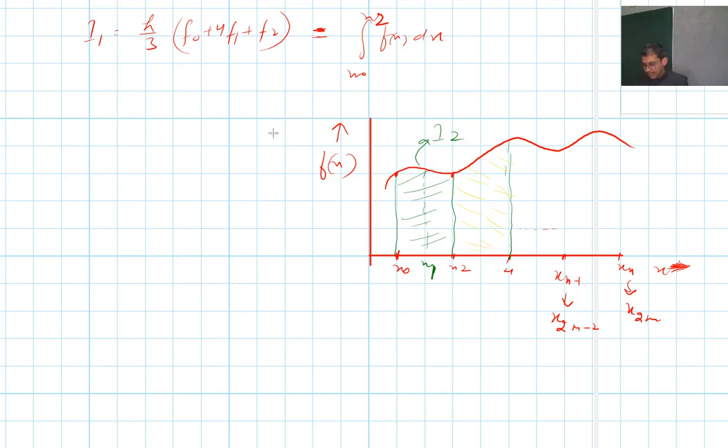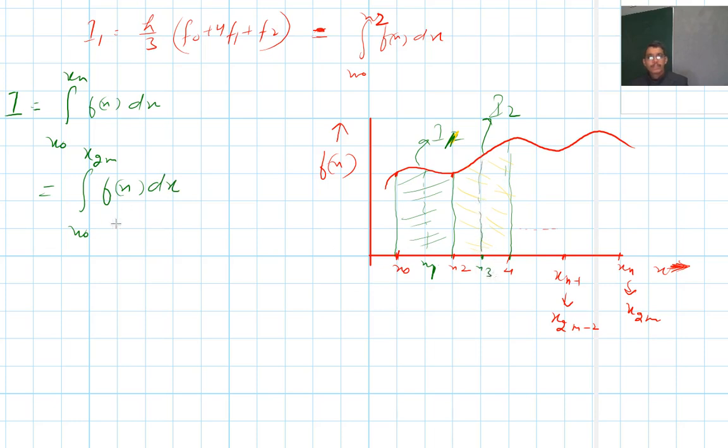To generalize, we have to find the full integral. In this region it is I1, and in this region it is I2. So the net integral I is the integral from x0 to xn of f of x dx, which is x0 to x2m, f of x dx, and this point is x3, and so on.